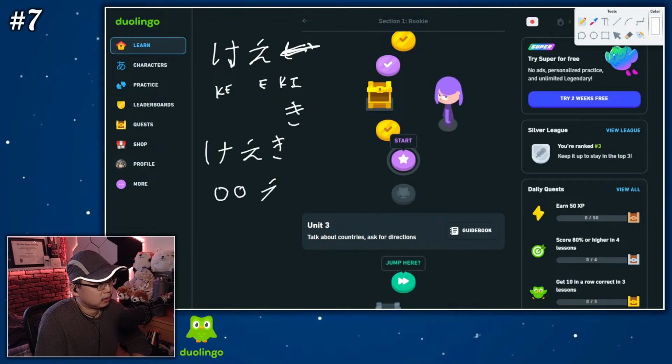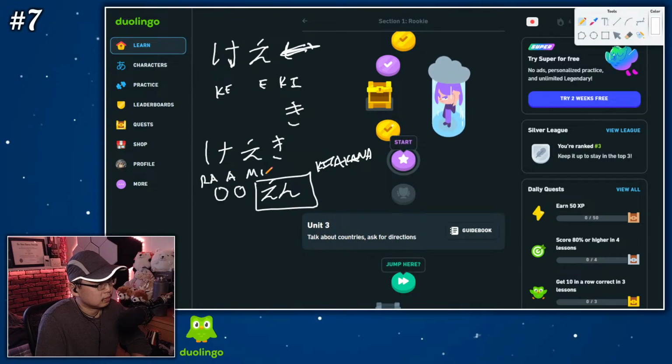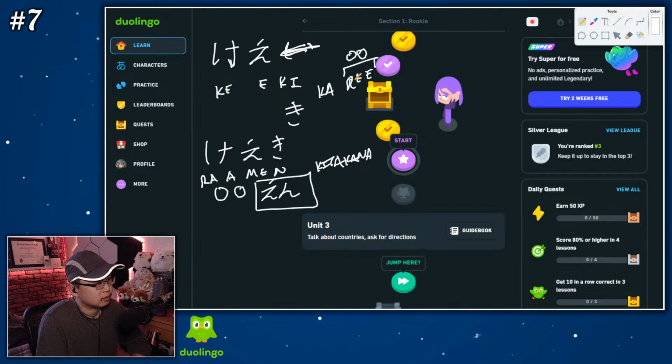The N could be like this, but I doubt it's that too because katakana. Ramen, so we'll just do something like that. And then I'm drawing a blank right now on this one. Yeah, see, this is different too, so that's an O. I'm drawing a blank on this. So kare.